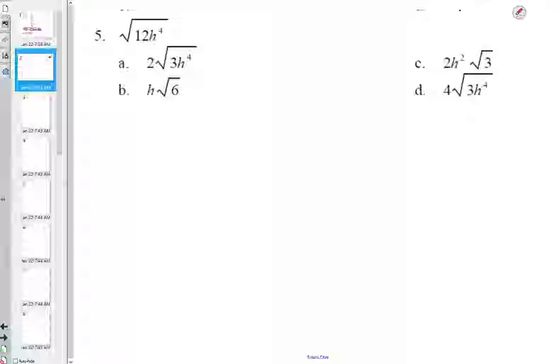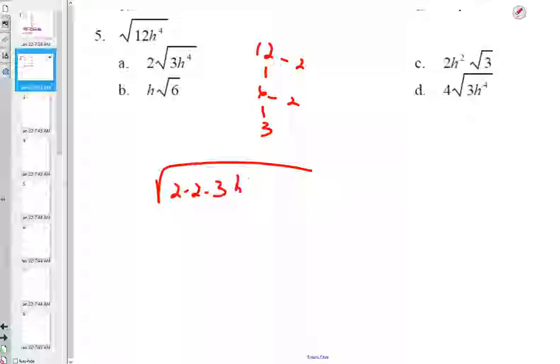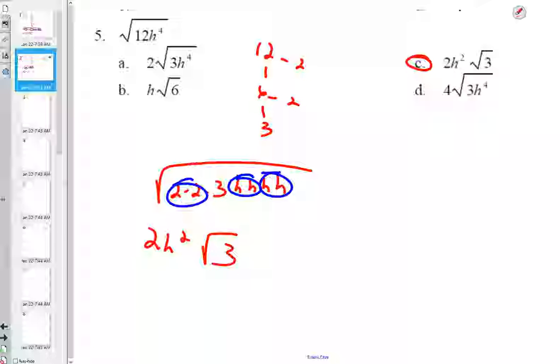Put 12 into a tree though. Smaller tree: 2, 2, and 3. If you were to rewrite this, that's 2 times 2 times 3. H, H, H, H. I can bring out a 2 and 2 H's: 2H squared. On the inside stays 3.